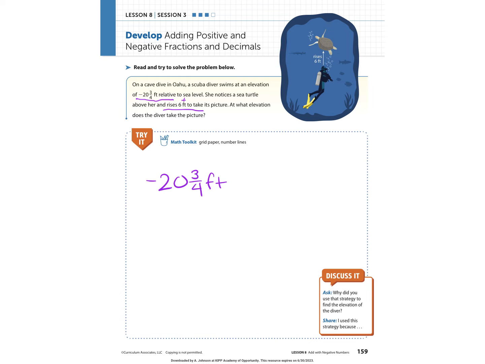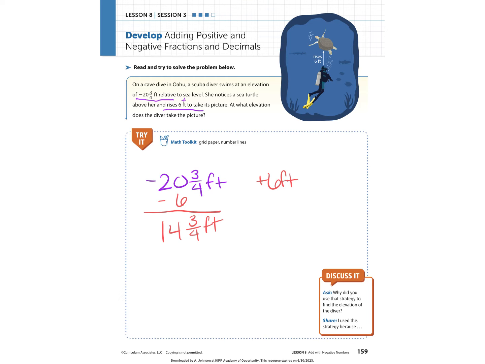So this is how many negatives I have, okay? Positives, I only have 6 feet. So I am visualizing, if I were to draw that out, how many zero pairs would I have? I would have 6. So I need to get rid of 6 from my negatives because those are the zero pairs. So I'm going to take 20 negatives, and I'm going to subtract 6 from that. That leaves me with 14 and 3/4 feet.